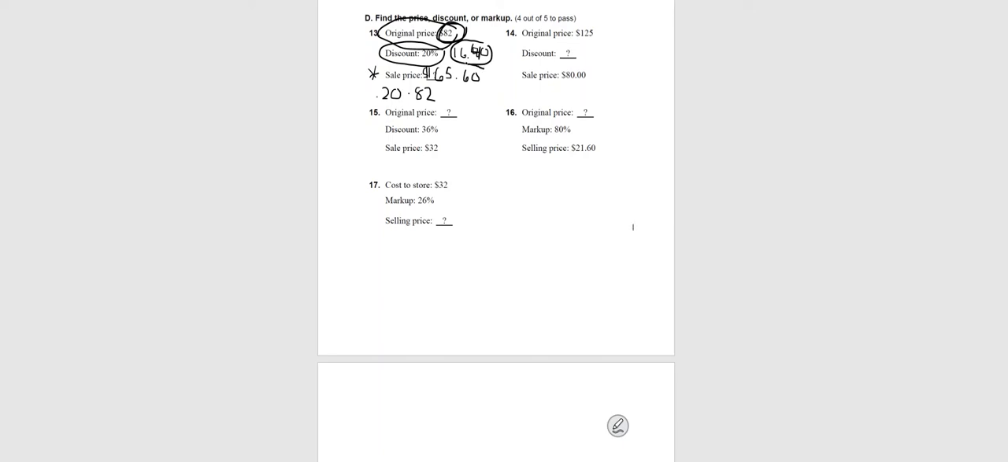So if you go into a store and there's something that's on sale for 20% off, and the original price was 82, you would do 20% of 82 and then subtract that from your original price.